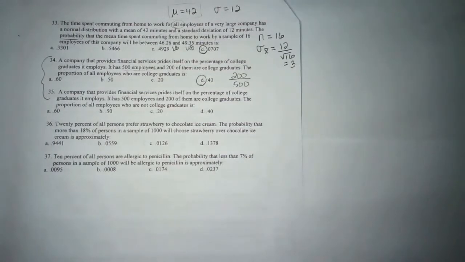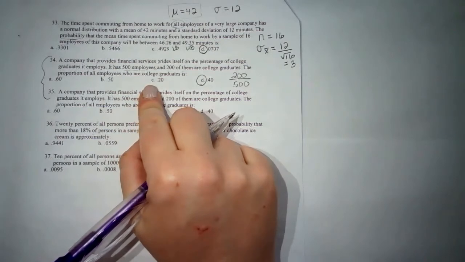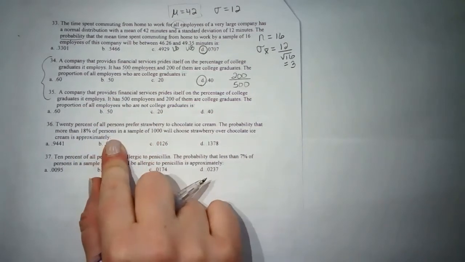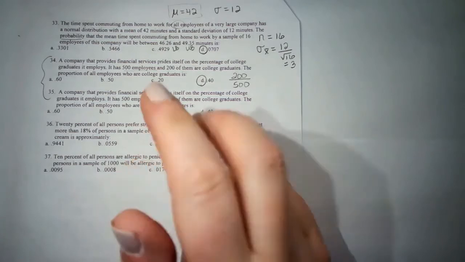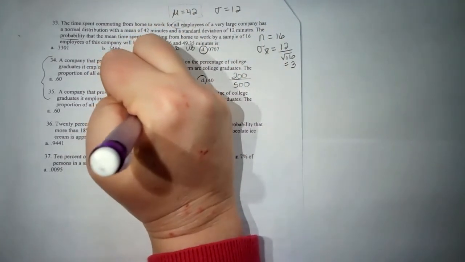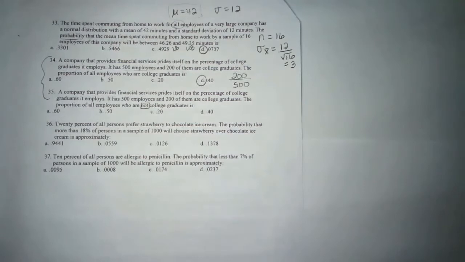Okay, now let me warn you. Some versions of the test have question 34. You guys are going to do great on it. Some versions of the test have question 35. The only difference in 34 and 35 is this little word added in 35. The little word added is how many are not college graduates.